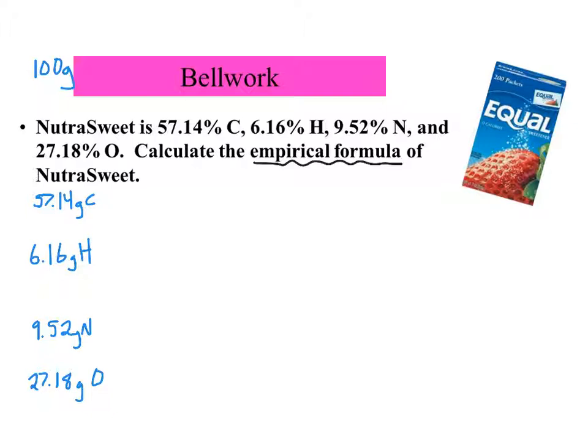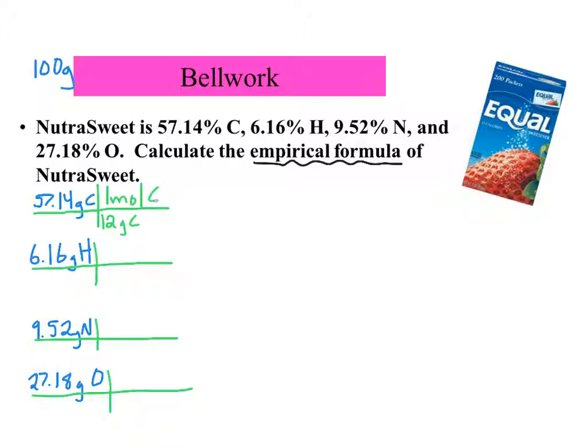So now that you have converted percent to mass, you can convert grams to moles. So our poem goes percent to mass, mass to moles, divide by smallest, round till whole. So step 1 was percent to mass. Step 2 is mass to moles. So there are 12 grams of carbon in every 1 mole of carbon, and that is our molar mass calculation. There is 1 gram of hydrogen for every single mole of hydrogen.